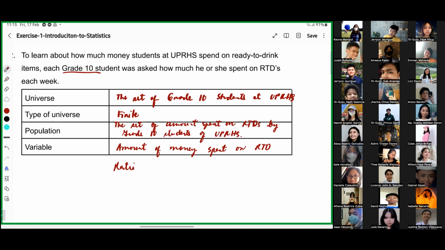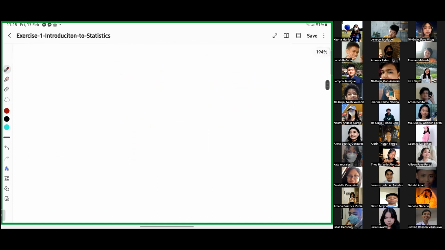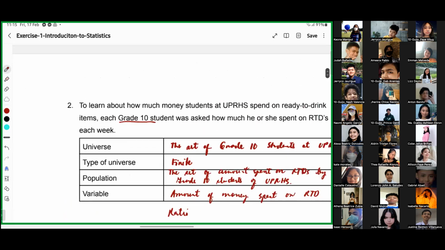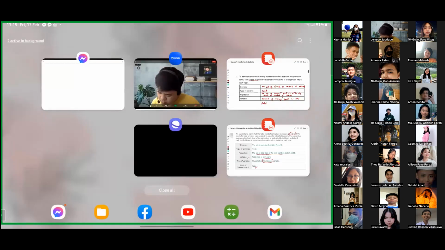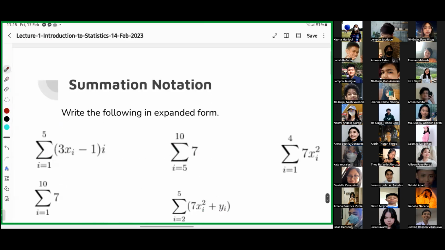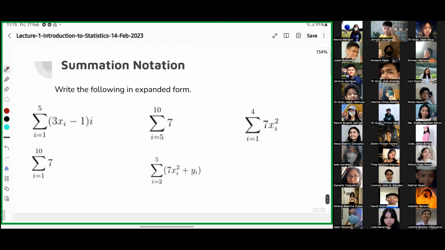Okay. So let's now go to, I think that's the last page. Oops, answer key na pala yan. Let's now go to this one. Summation notation. Hindi ko pala ito napaliit. Alam ko napaliit ko to eh. Sige.